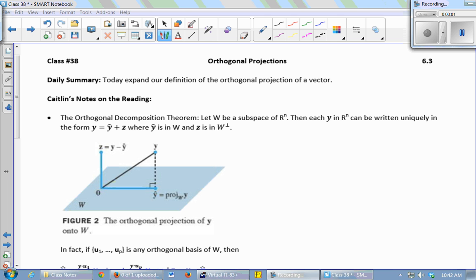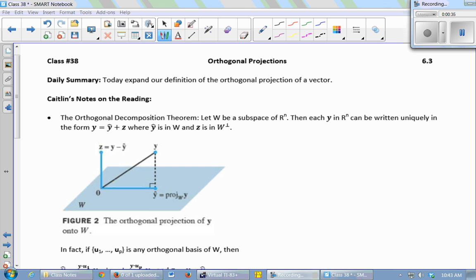Okay, so last class we took a test. The class before that, we talked about orthogonal projections of a vector onto another vector or onto a line, right? So today we're going to expand our definition of orthogonal projection from, instead of just projecting onto a line, which is a one-dimensional subspace, we're going to project onto more dimensions. Okay, so you project a vector into a subspace that has dimension greater than 1. So here's a picture of it.